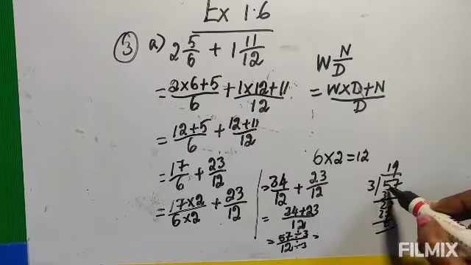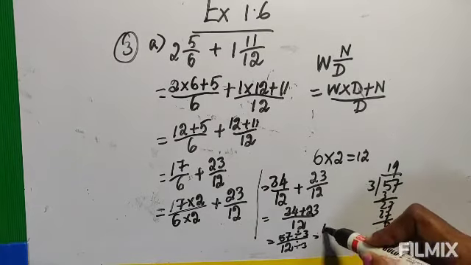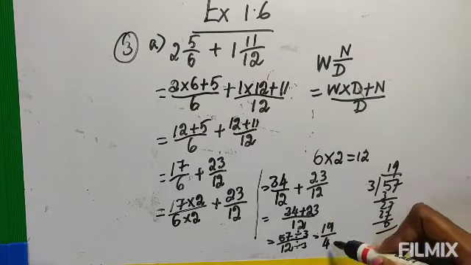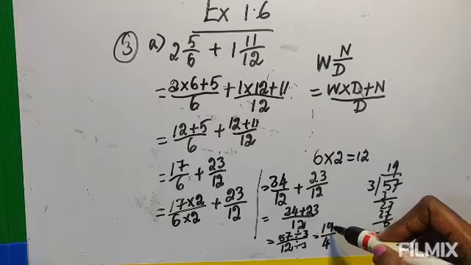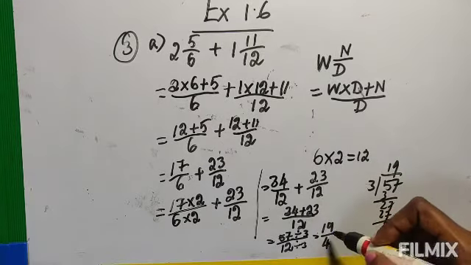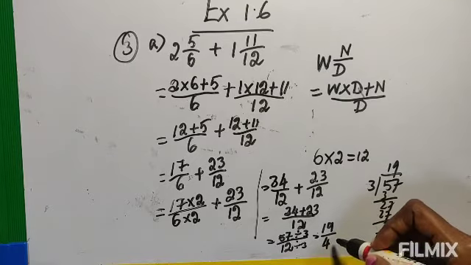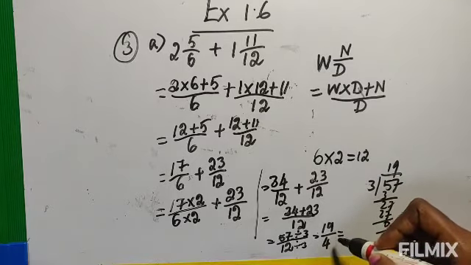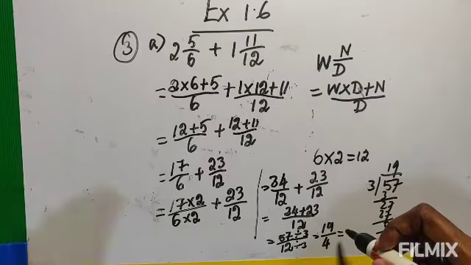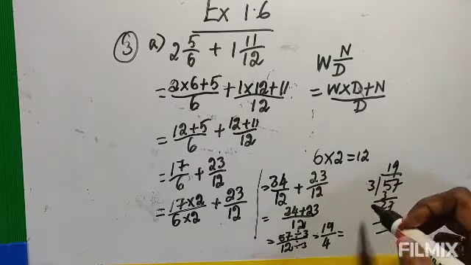If you divide 57 by 3, you will get 19, and 12 divided by 3 is 4. So 19 by 4. 19 is a prime number, so you cannot divide any more. Now you see this is an improper fraction, so again you have to convert it into a proper fraction, that is, into a mixed number.